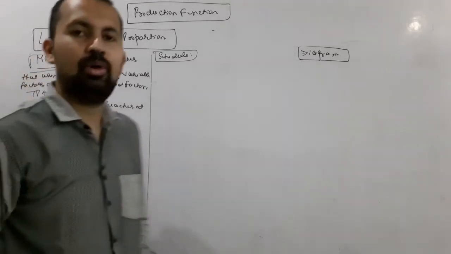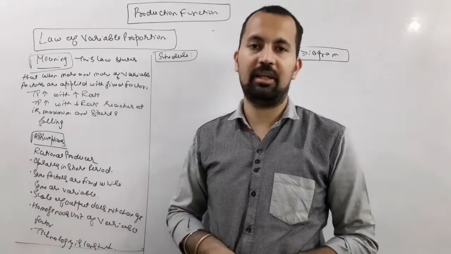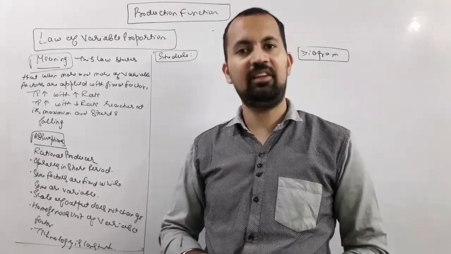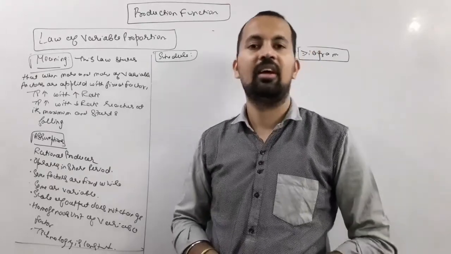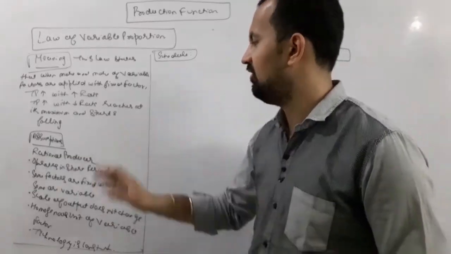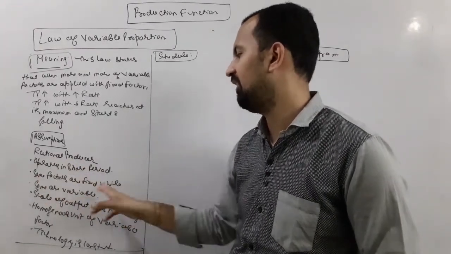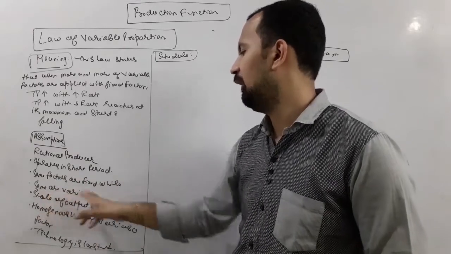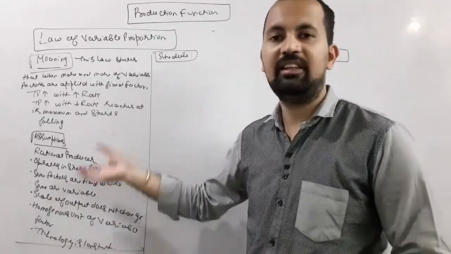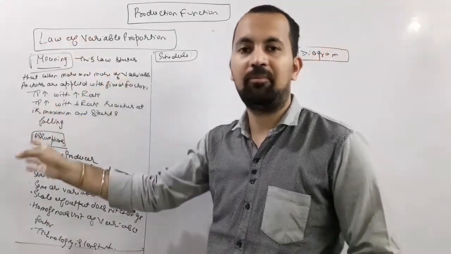So let me repeat the two headings again. First of all, meaning. This law states that when more and more of variable factors are applied with a fixed factor, TP increases with increasing rate, TP increases with diminishing rate, reaches its maximum and ultimately starts falling. Assumptions: rational means wise producer, operates in short period, some factors are fixed while some are variable, scale of output does not change, homogeneous unit of variable factor, technology is constant. These assumptions are similar to the first heading, that is short time duration.